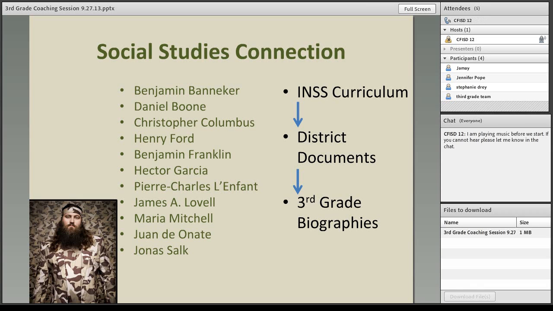Also, I wanted to let you know that in the social studies curriculum in iExplore, there are a ton of third grade biographies available to you. They're just little short selections that have a lot of great information about famous people and people that have made an impact in their lives. And so that's a great little resource for you also to get those. You go to the social studies curriculum, click on district documents, and then there's a link called third grade biographies, and you'll find them there.